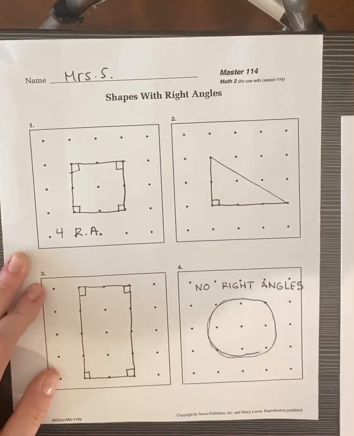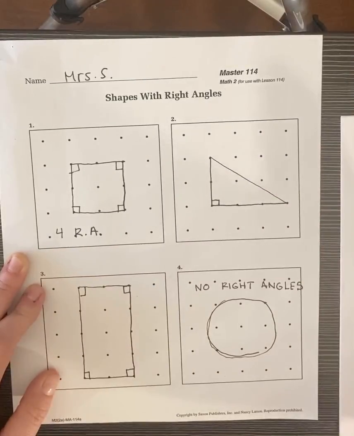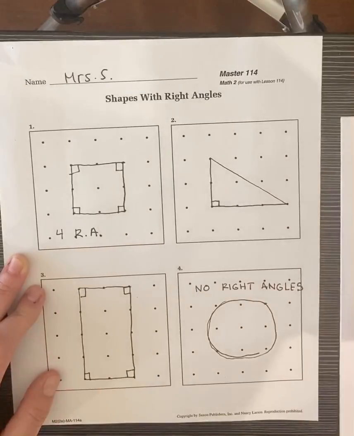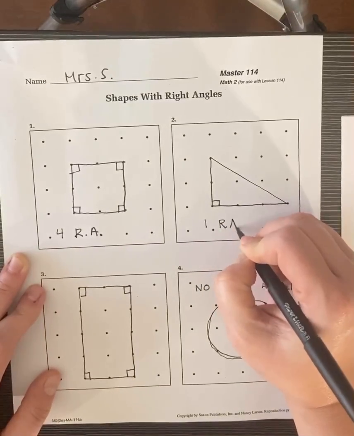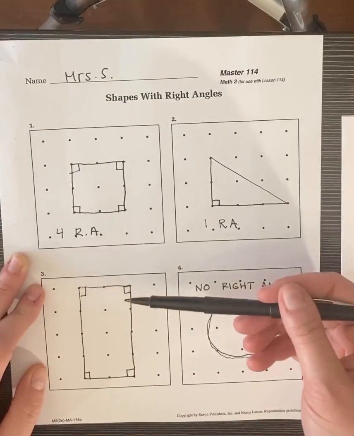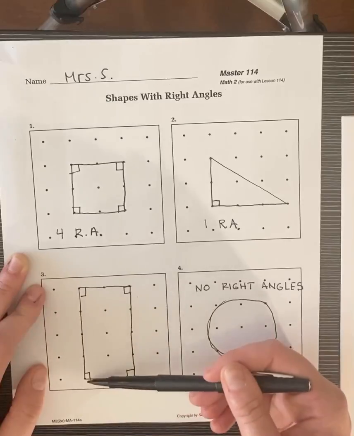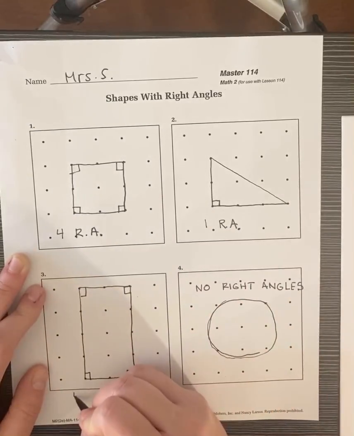Let's go ahead and look at this triangle. How many little boxes did I draw to show 90 degrees? Just one. So I only have one right angle. Let's check our rectangle. How many 90-degree boxes did I draw here? 1, 2, 3, 4, just like the square. And I'll go ahead and write that down below here.